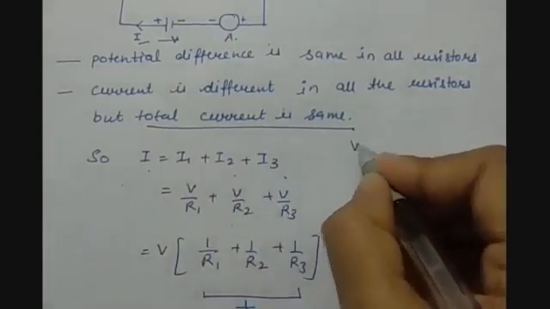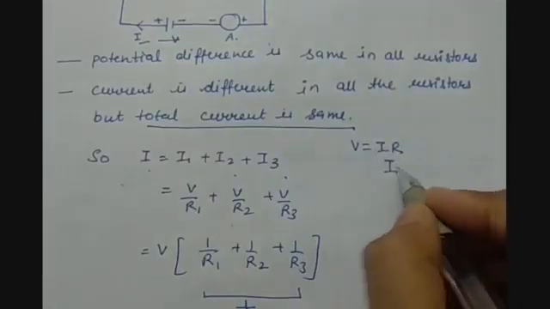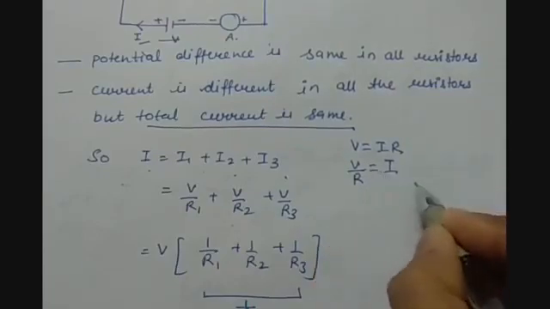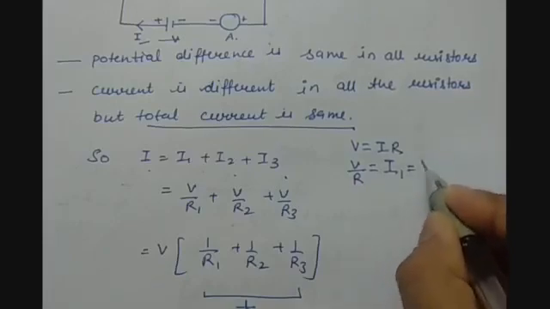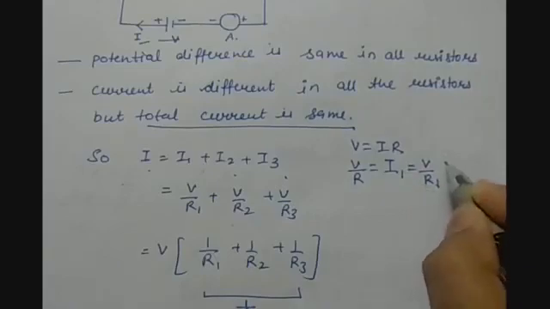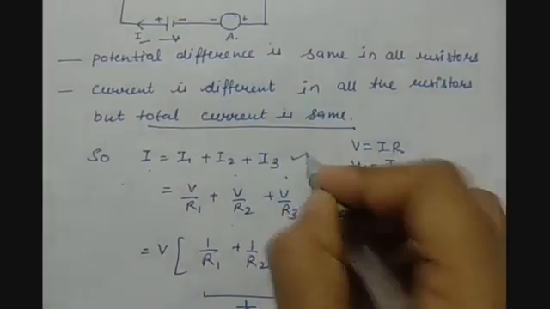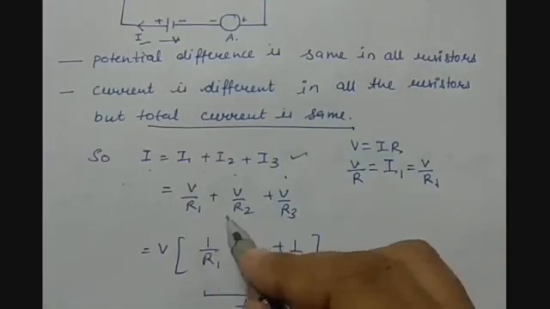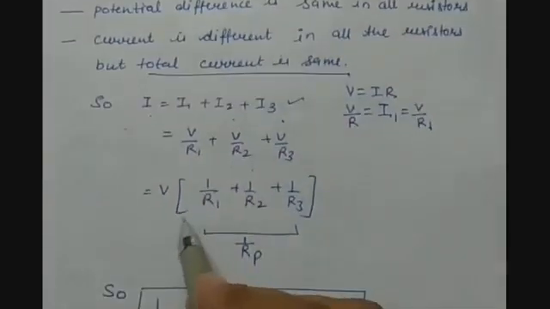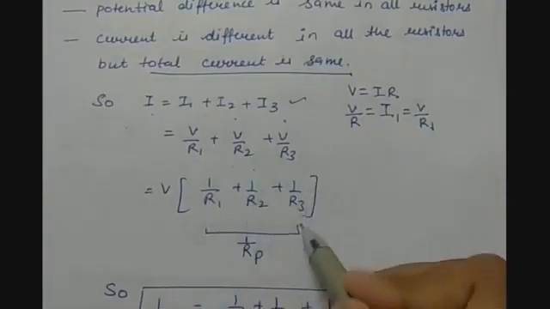According to Ohm's law, we have V is equal to IR. If we find the value of I from here, it will be V upon R. The value of I1 will be V upon R1, for I2 it will be V upon R2, and for I3 it will be V upon R3. By putting the values of I1, I2, I3 in this equation, we get V upon R1 plus V upon R2 plus V upon R3. As V is common, we take it out, and we get 1 upon R1 plus 1 upon R2 plus 1 upon R3.